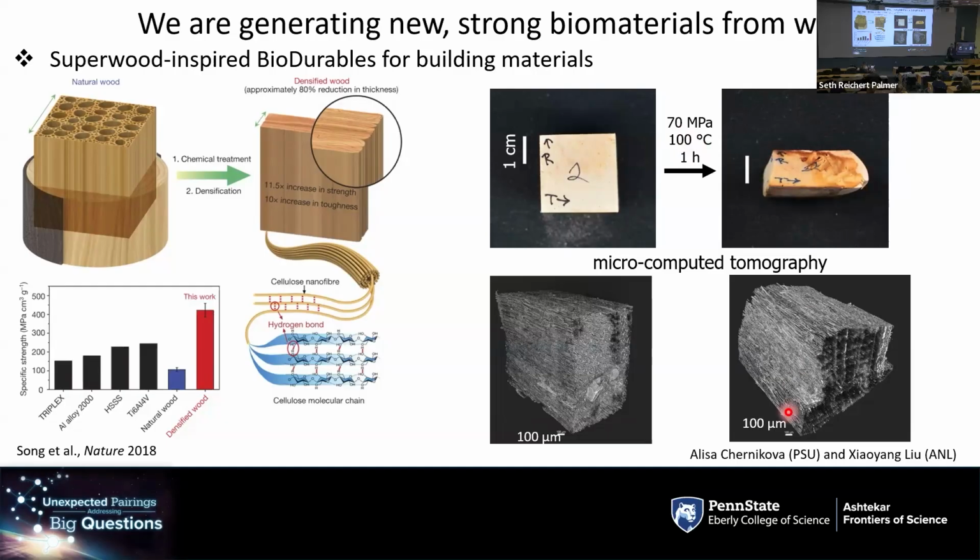its organization of cells. So Elisa has been doing some microcomputed tomography experiments at Argonne National Lab out in Chicago to understand how the organization of the cells in this wood change between the non-densified and the densified state. And we think that by understanding this, we can invent new forms of superwood and new strong biomaterials from this abundant resource.